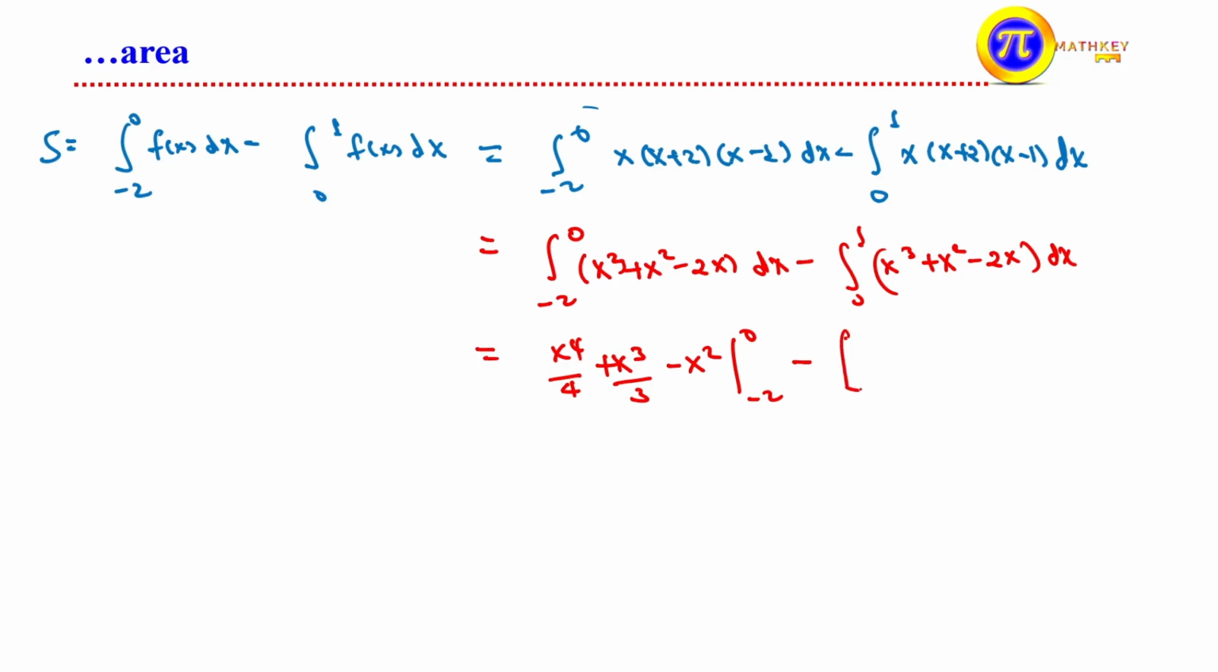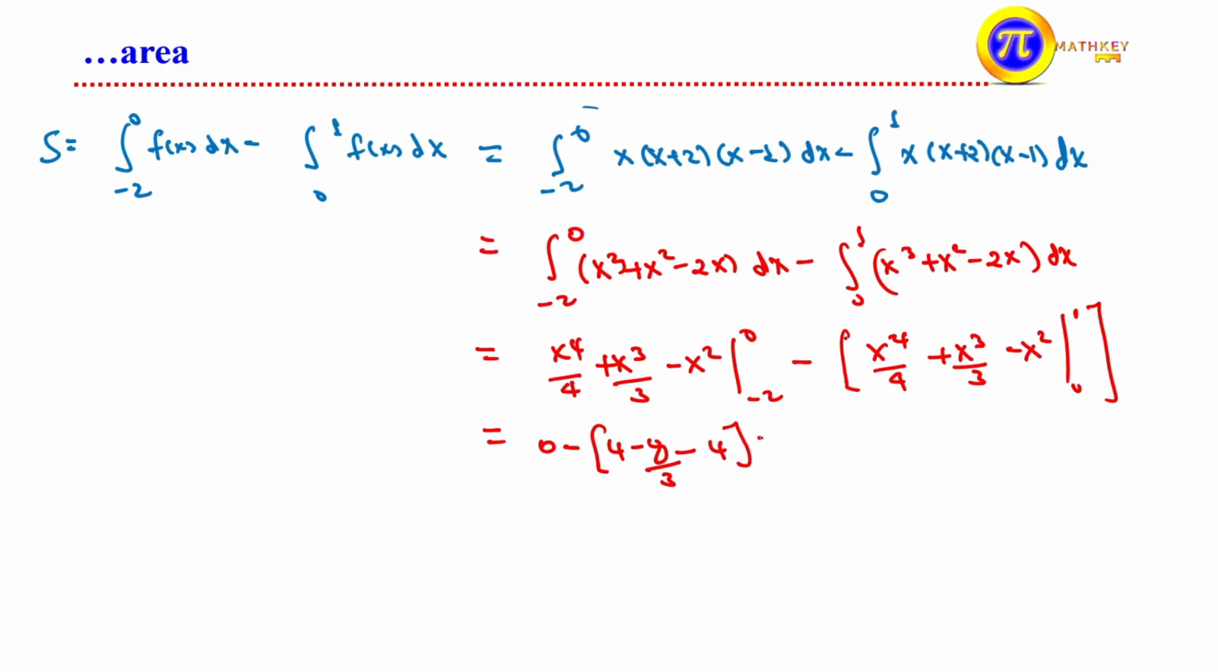Minus the integration of this one, x to the power of 4 over 4 plus x cube over 3 minus x square, between 0 and 1, then evaluate this. Substituting 0 gives 0, minus the substitution of negative 2. Negative 2 to the power of 4 is 16 over 4, that is 4. Negative 2 cube is minus 8 over 3, minus negative 2 square, that is 4. Minus, when we substitute 1, it is 1 over 4 plus 1 over 3 minus 1. Inserting 0 gives 0.